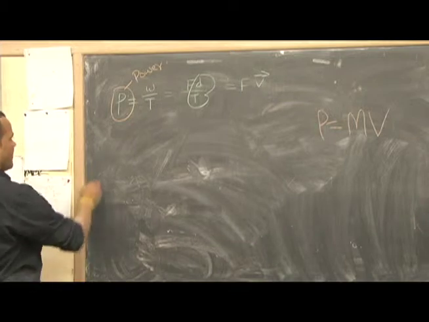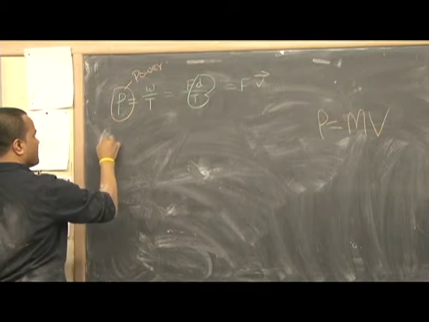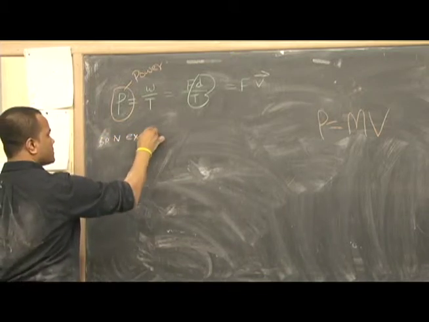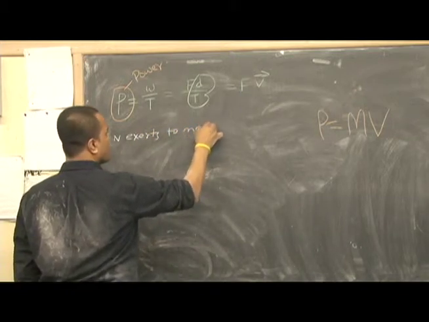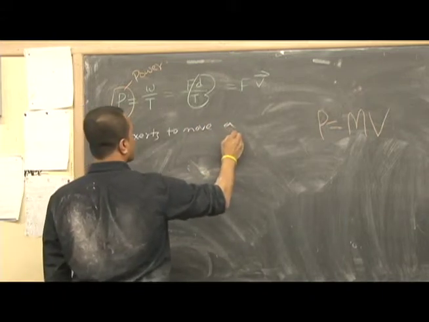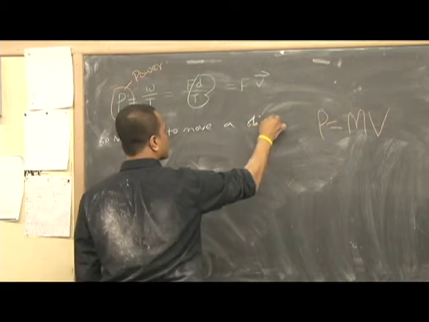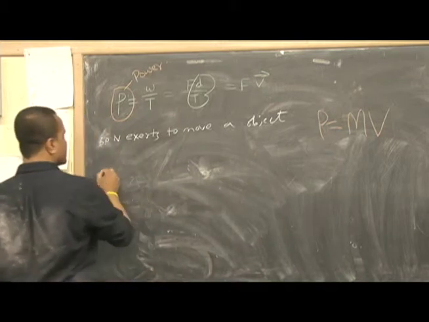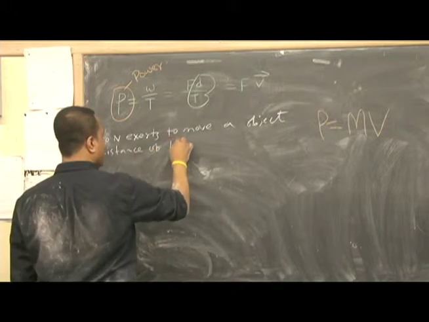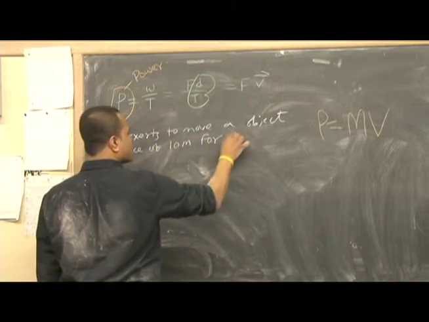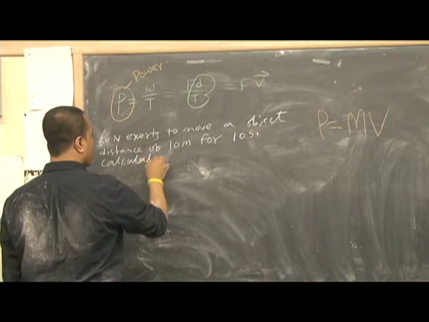Let's say 50 Newton is exerted to move a car, to move an object a distance of 10 meters in 10 seconds. Okay, calculate the power.